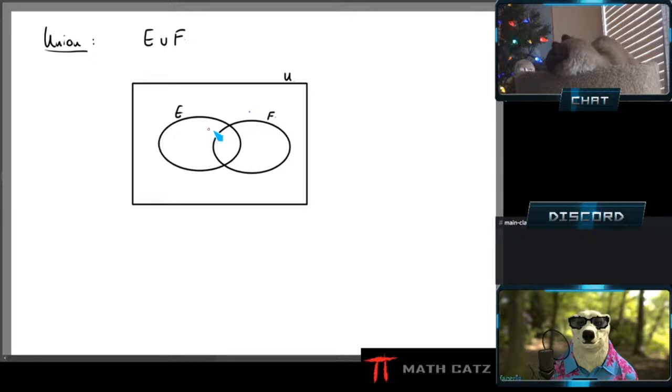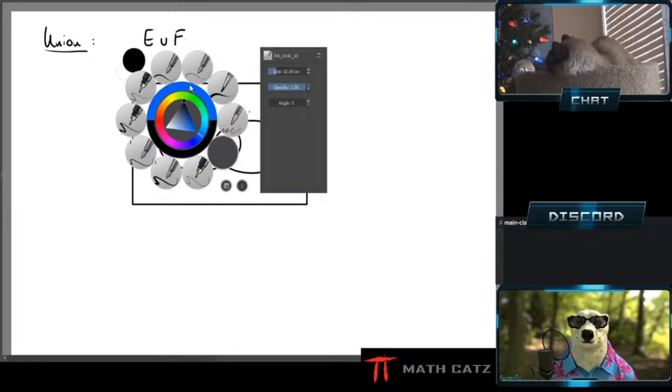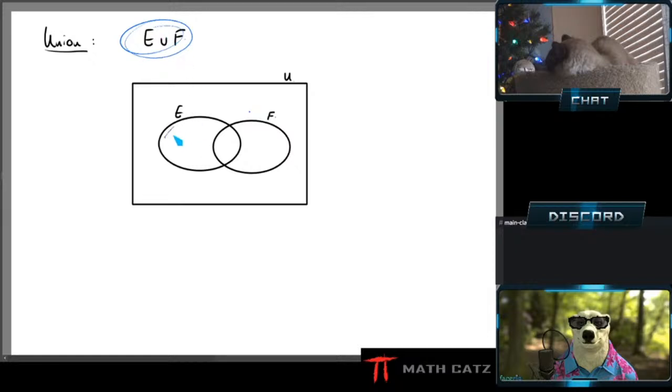Then the union of the two is just throwing everything together. Let's make it blue. Everything that E contributes, everything that F contributes, pooled together. So everything that is in E or in F or in both. And that's why often we're associating the union with the word or. All right, but there is another way to combine two sets.